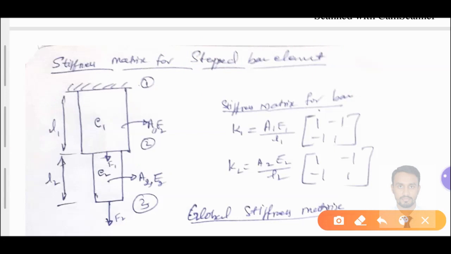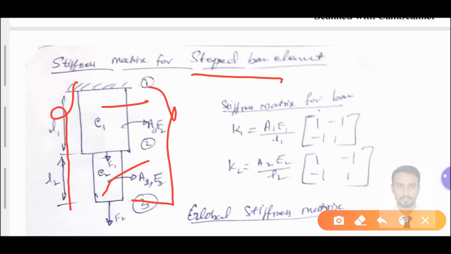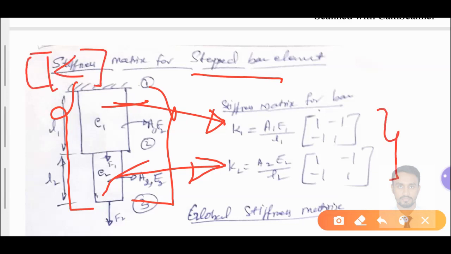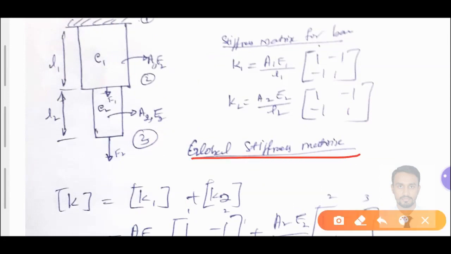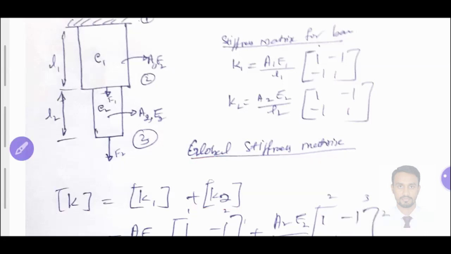After finding the characteristics of each element, we need to get a stiffness matrix for the whole body. This is the individual stiffness matrix for bar element number 1 and for bar element number 2. So we need the global stiffness matrix K, equals what? K equals K1 plus K2. So how will we add this K1 plus K2?